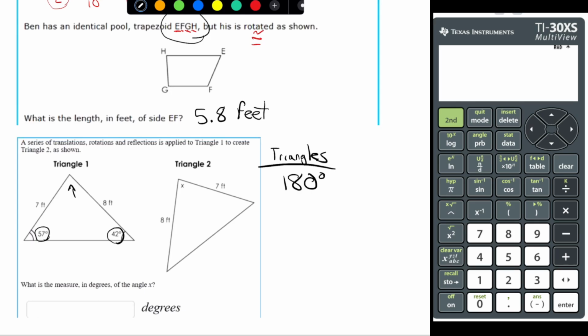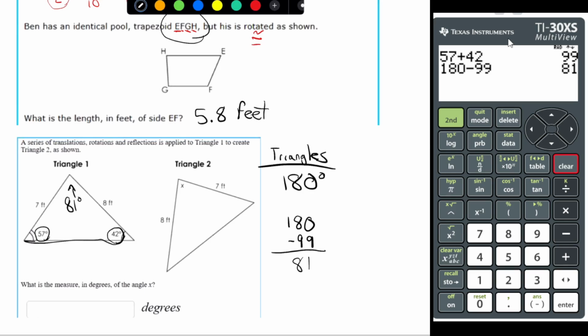So we go to our calculator. 57 plus 42 is 99. And then you subtract 99 from 180, and whatever remains is the angle measure. So that's 81. So this angle right here is 81 degrees.